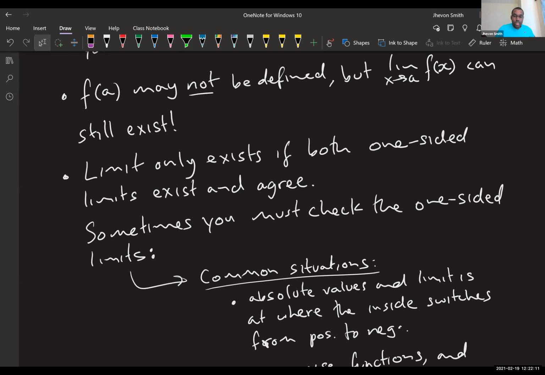Next time we'll start continuity, which is going to involve us talking about limits, but we're going to use the fact that we know how to compute limits to do other stuff and to determine certain nice properties of functions that we're going to need for calculus.